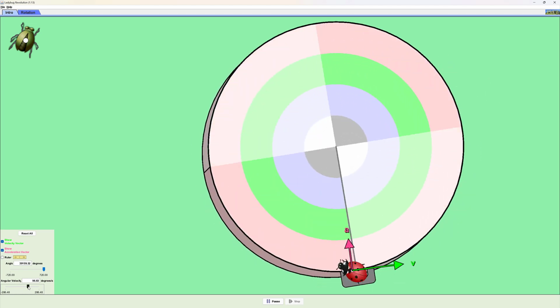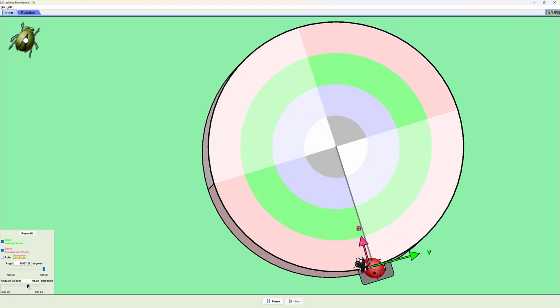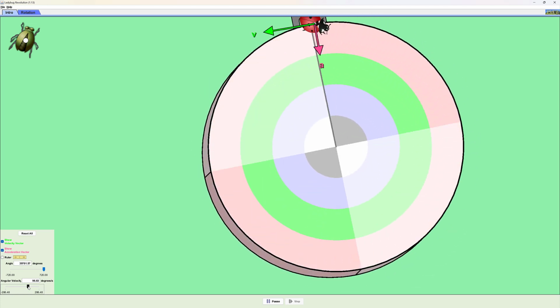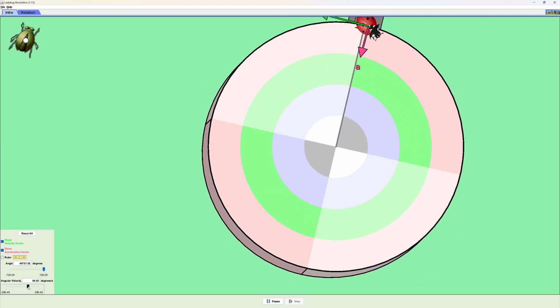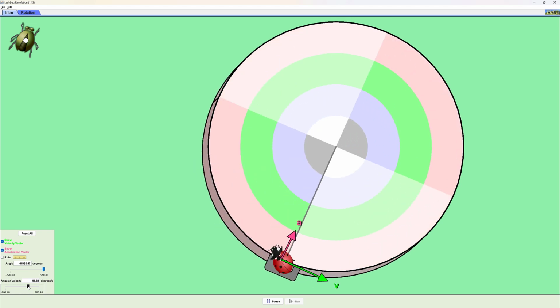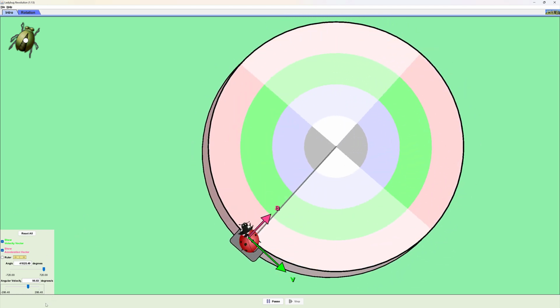Check out the units for rotational velocity, again also known as rotational speed. Right here, for example, it's 96.83 degrees per second. Everything on this carousel, no matter where it's located, is moving at that same 96.83 degrees per second. Watch what happens if I change the position of the ladybug.